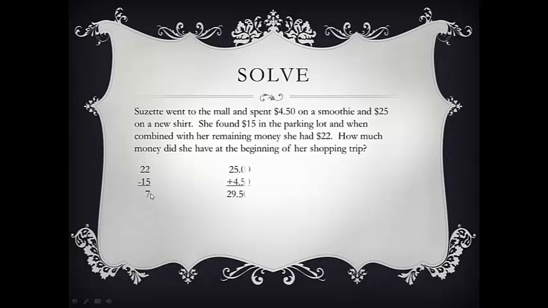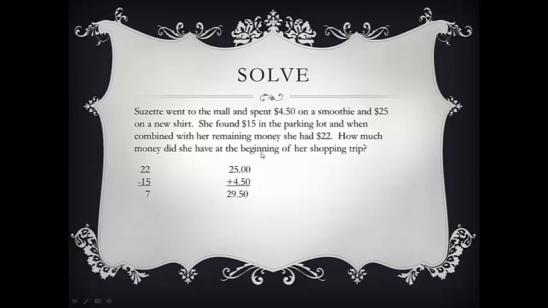Then I add what she bought. So I add the $25 and the $4.50 on the smoothie. Remember, when we add decimals, we line them up and bring it straight down. So she had spent $29.50.